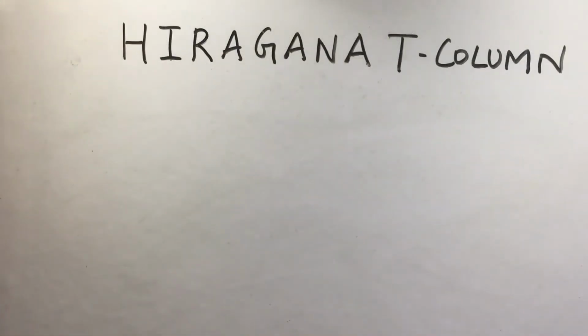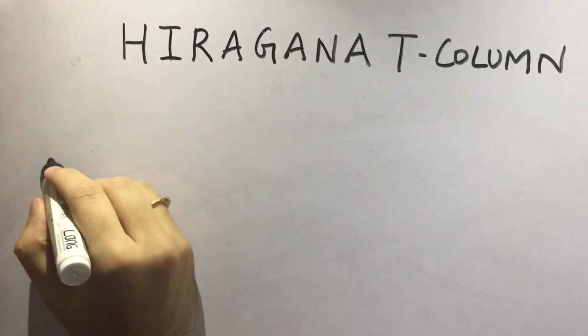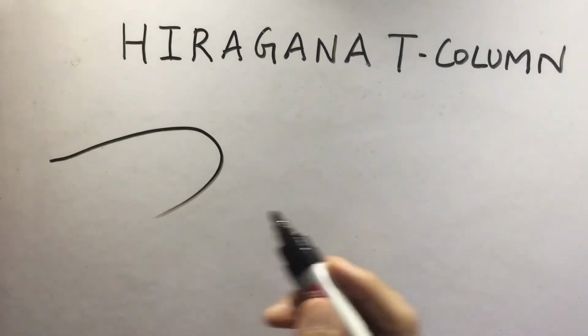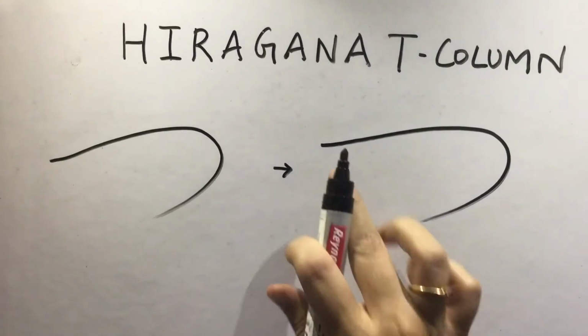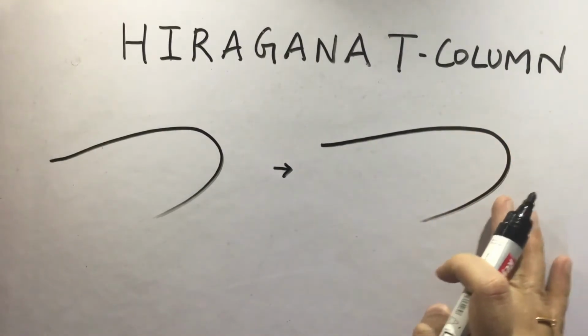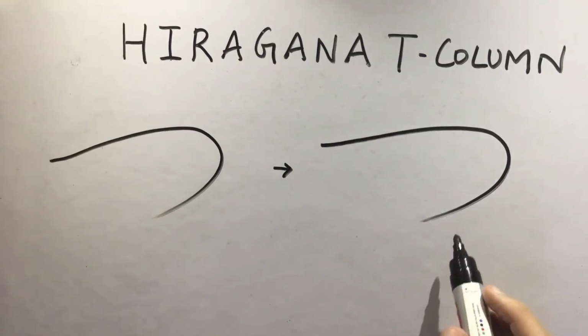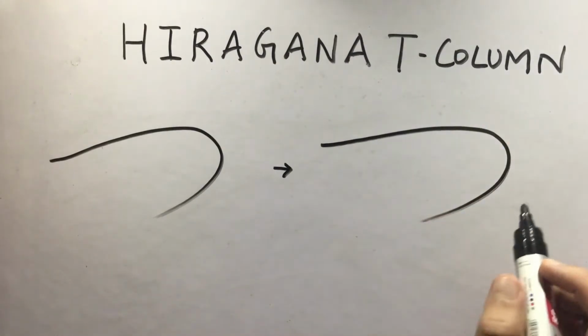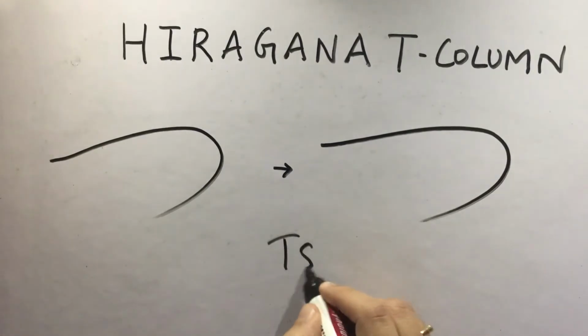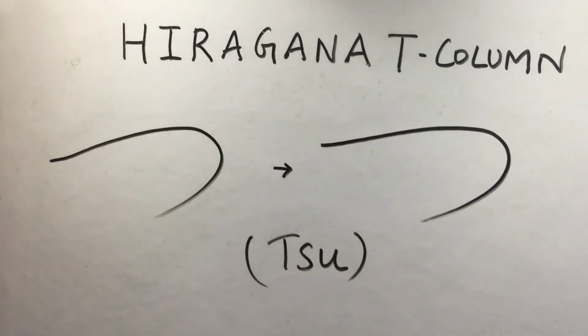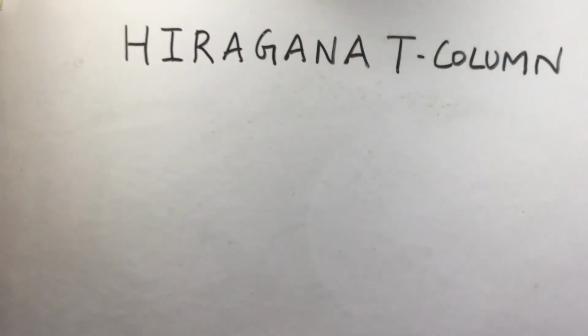The next character of the T column is tsu, which has only one stroke. You just take it to the upper right and you leave it free in the last. This is harau, which means to leave it free, and this is tsu, as in tsunami. It has only one stroke. Tsu.